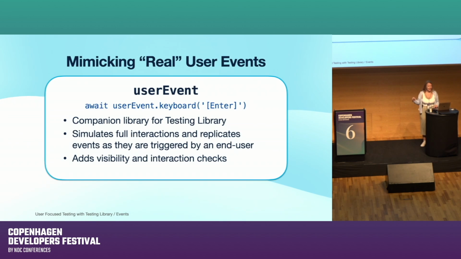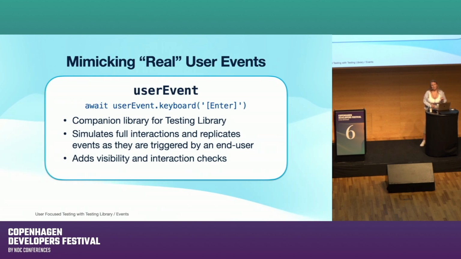Separately, testing library has a companion library called user event that's built on top of Fire event. User event provides methods that more closely resemble user interactions by trying to simulate all of the real events that would happen in the browser as the user interacts with it. User event describes full user interactions rather than distinct events. As part of its validation, user event also checks that elements are actually visible and can be interacted with. For example, it takes into account that browsers don't allow clicking a disabled button.